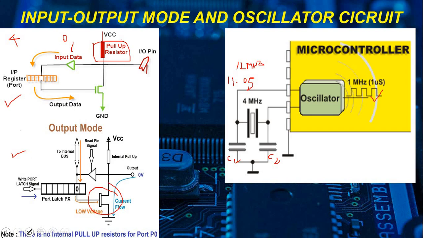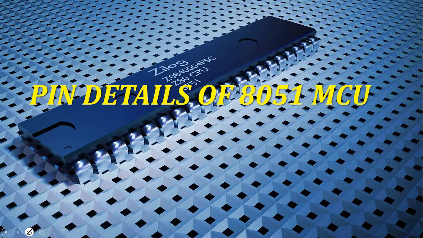This is the architecture of 8051. We need to explain all those blocks, and we are finishing with the oscillator circuits. Next is the pin details of 8051. 8051 has how many pins? It has 40 pins. So we are going to discuss these 40 pins in this lecture.